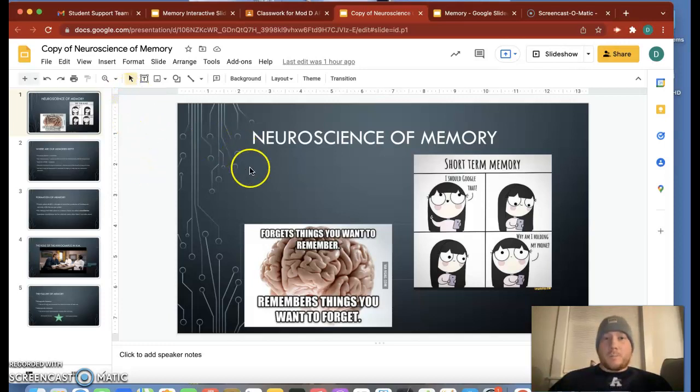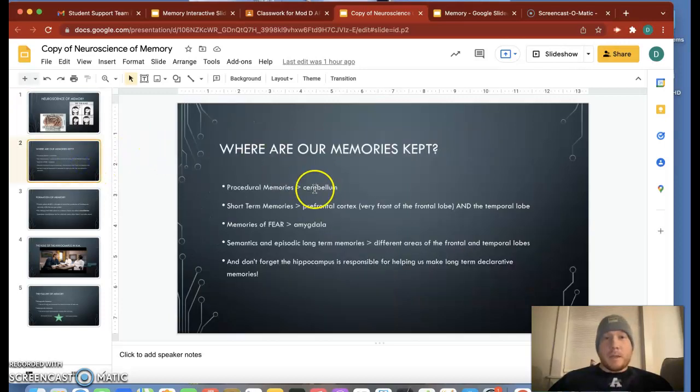So, started with neuroscience of memory, just some very simple basic building blocks of it. Your procedural memories are stored in your cerebellum. That's like tying your shoes, riding a bike, things like that. Like the muscle memory type deal, procedural stuff is in your cerebellum. Short-term memories, prefrontal, like in the very front of your frontal lobe. Again, fear is associated with the amygdala.